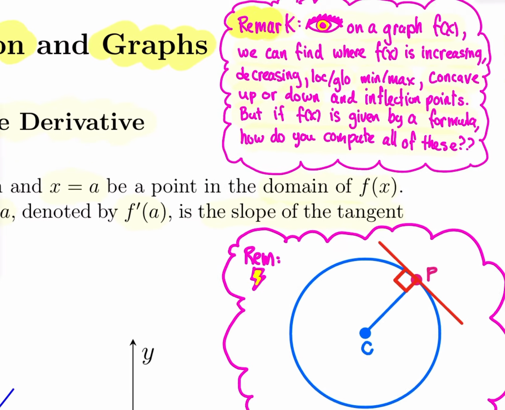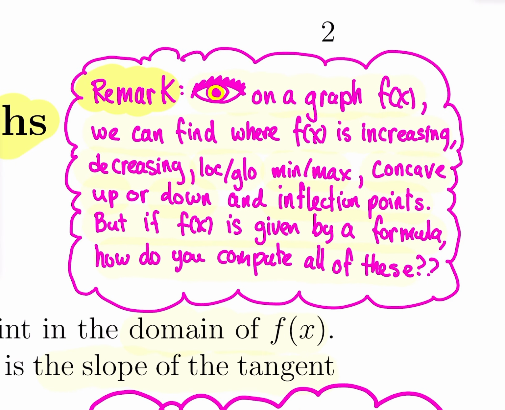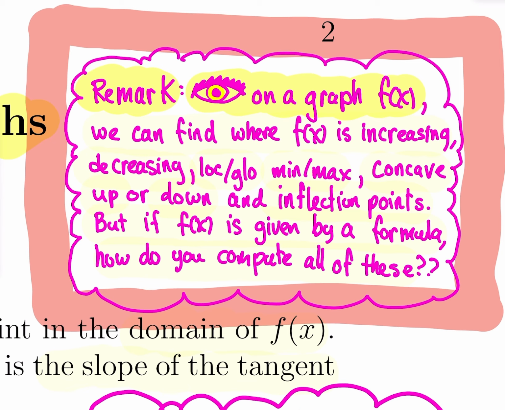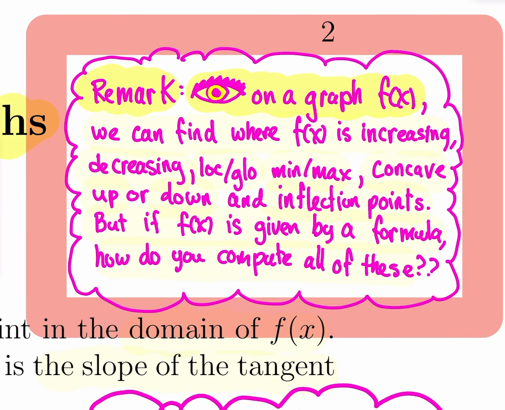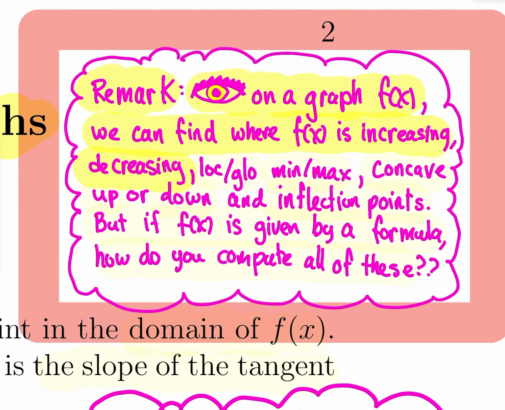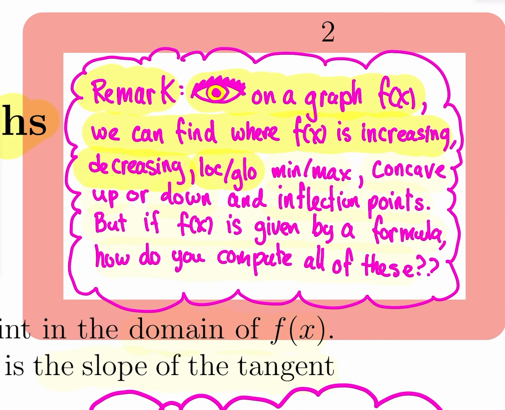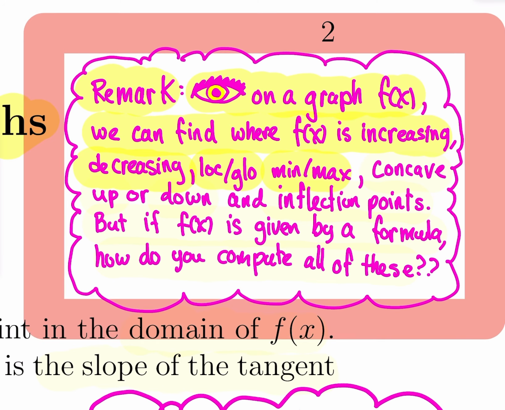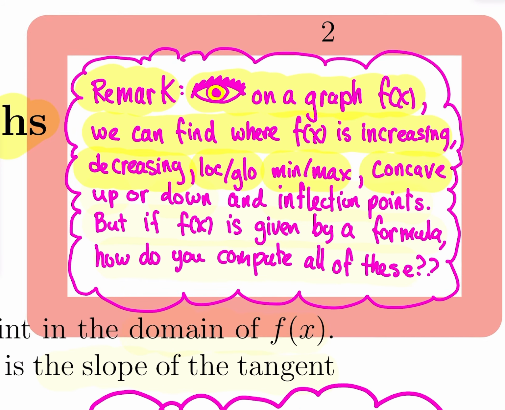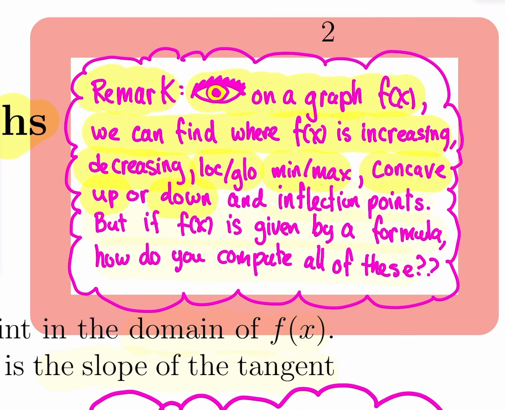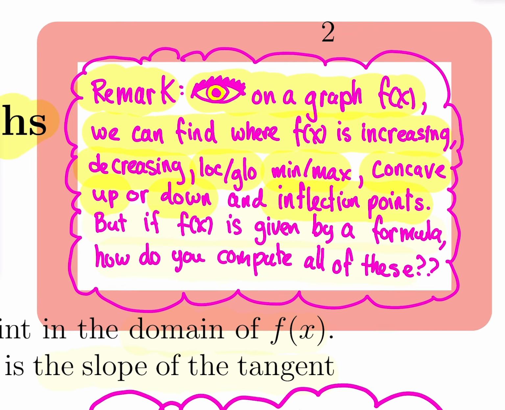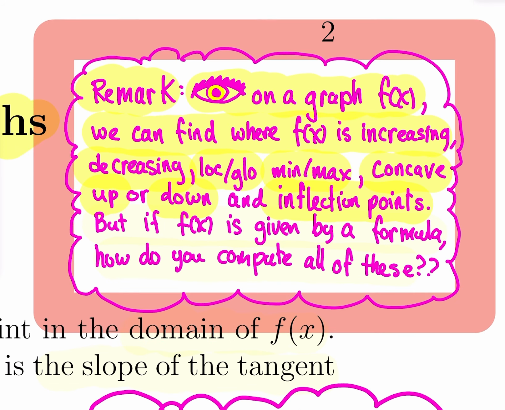I want to start with a very important remark about this chapter. So far, if a function is given as a graph, you should be able to tell me where this function is increasing, where this function is decreasing, and if the function has any local or global minimum or maximum. You should be able to talk about concavity, where the function is concave up or concave down. And if there's any point on the graph where we have a change of concavity, also known as an inflection point, you should be able to tell me where on the graph there's an inflection point.